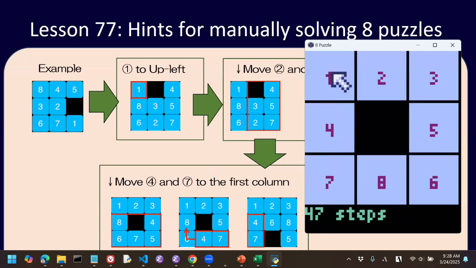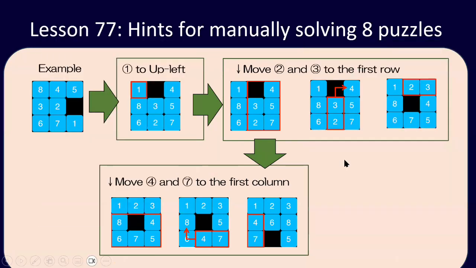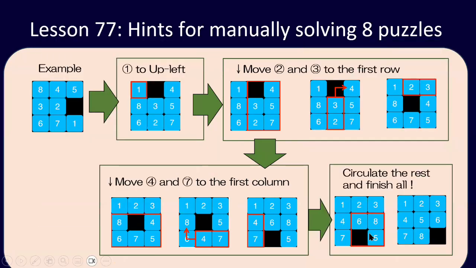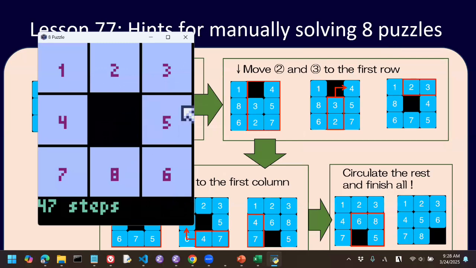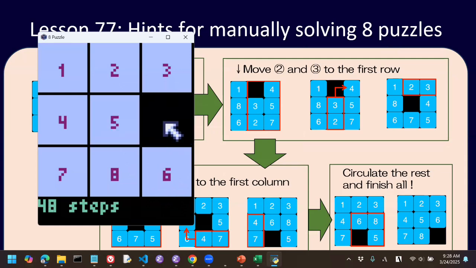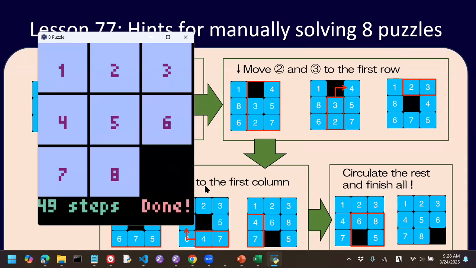The first column says 1, 4, 7. The first row says 1, 2, 3. This is good enough. So maybe you know how to do it from here. The next thing is to calculate the rest in here and finish all. We can do either clockwise or counterclockwise. For example, in this case, it's easy to do in counterclockwise. And now we have everything in place.